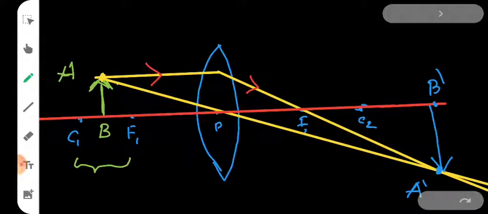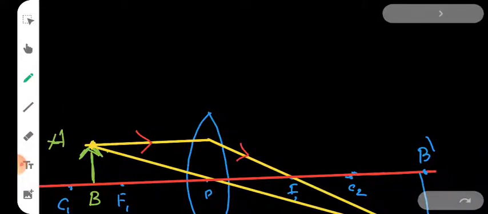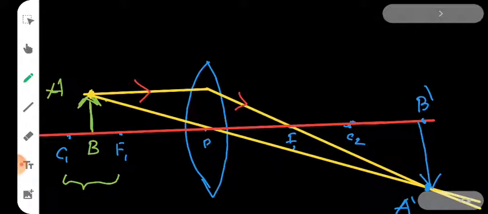You have AB and its image is A prime B prime, and let me draw it side by side to show you how they compare. Where is the object placed? It is placed between C1 and F1. Where is the image formed? It is formed beyond C2, beyond the center of curvature on the other side. See, as the object comes closer and closer to the lens, the image starts receding away from the lens. So that is the trend that you are seeing now.